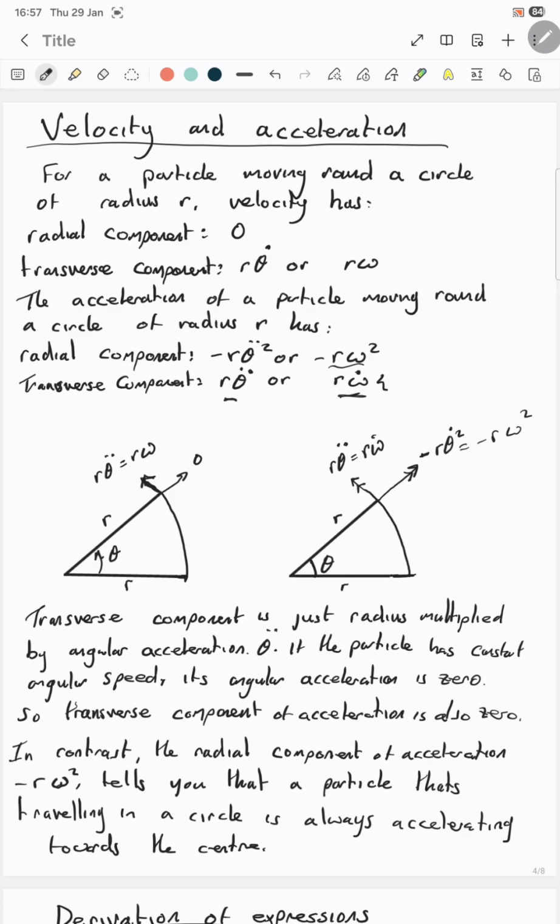So shown pictorially in these two graphs is here. Now the transverse component is just the radius multiplied by the angular acceleration, theta double dot. If the particle has a constant angular speed, its angular acceleration is 0. So the transverse component of acceleration is also 0. In contrast, the radial component of acceleration, negative r omega squared, tells us that a particle that's travelling in a circle is always accelerating towards the centre.